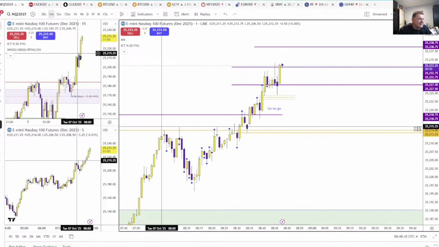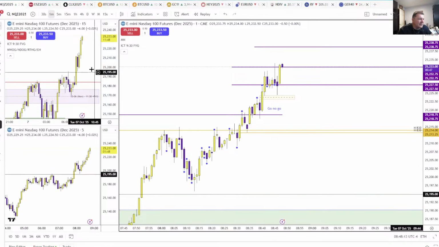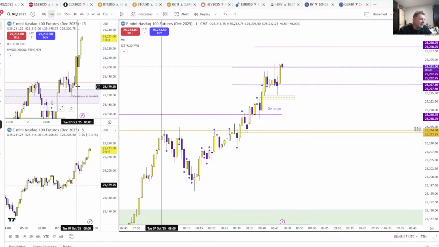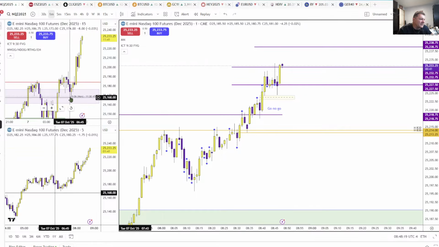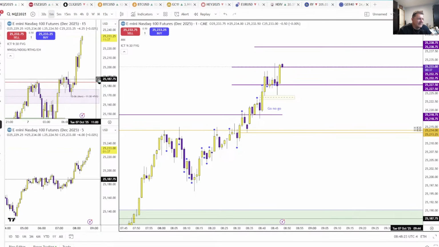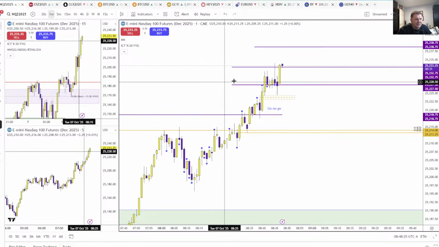On the 15-minute, we'd have to see this SIBI form, trade below this order block, trade back into it and use it as support to come lower. Full market structure shift is still down in here on a 15-minute basis. So far still going up.